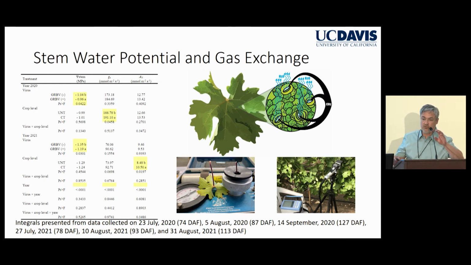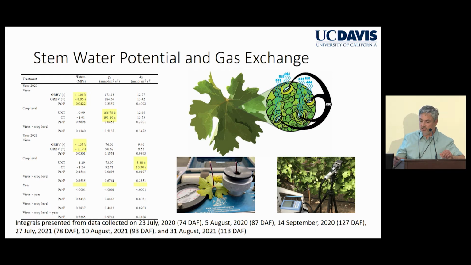So during the growing season, we measured stem water potential and leaf gas exchange from late summer to harvest every 2 weeks. And then the results of that data is presented in the table to the left. On the far left column, that's the treatments, their main effect, and the interaction between the two treatments.